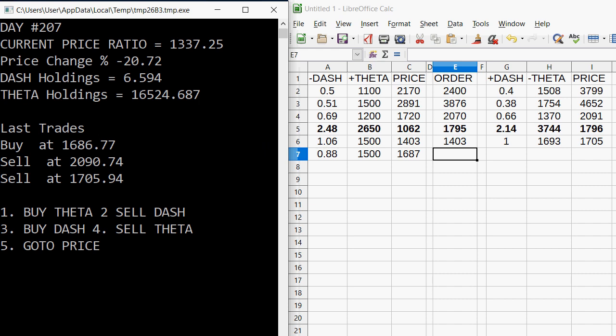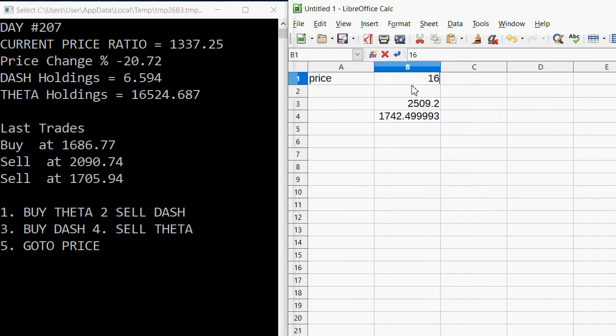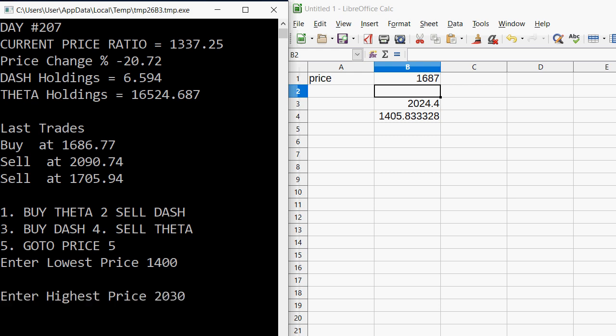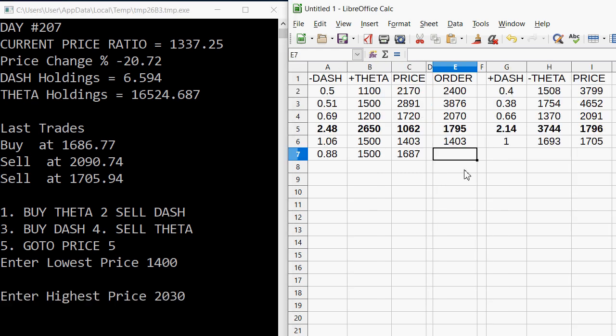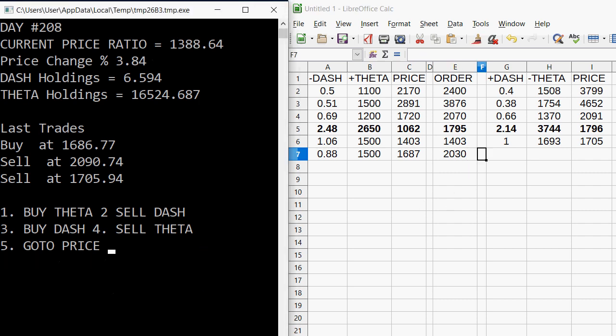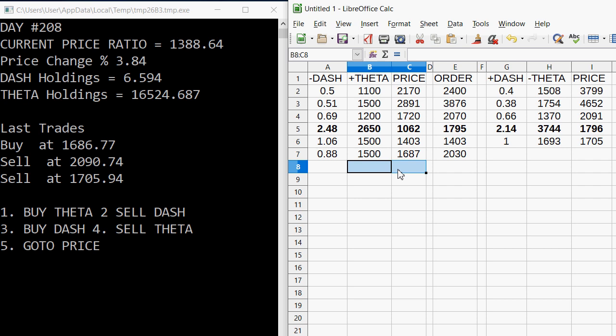And let's figure where we go from here on 1687. That would either be 1400 we'll go, or 2030. So that's where we'll put our target here. And it goes down to 1388 or 1389 on the round.